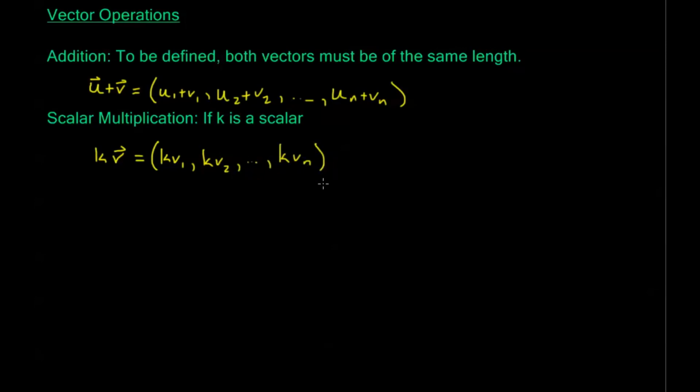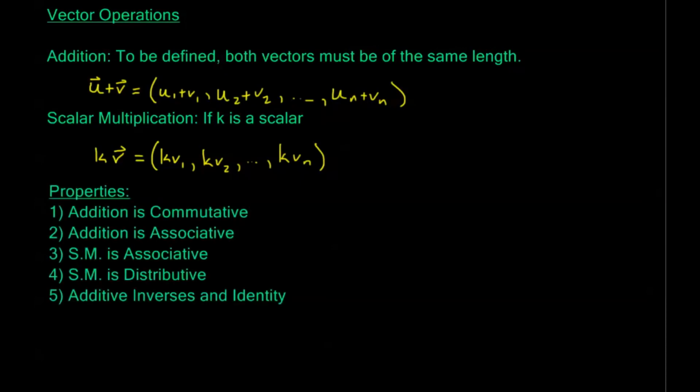Okay, so these are our two basic vector operations, addition and scalar multiplication. Now we can kind of multiply two vectors, but it's a little bit different, and we'll talk about that in a moment. First, a couple of properties for these operations. Addition is commutative, right? And we know commutative means that u plus v is equal to v plus u.